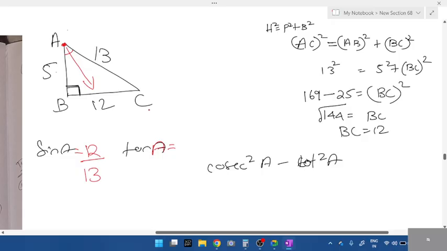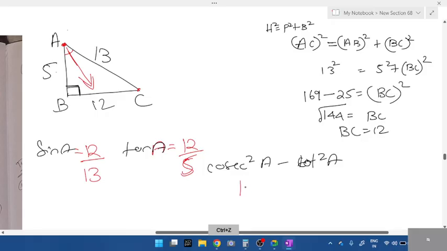Even when you're solving, the way I'm teaching, just recollect all this. Think that you are teaching someone, and you'll get the answer right. What is perpendicular by base here? Perpendicular means opposite, right? 12 divided by the base, which is 5. Cosec square A. What is the cosec formula? Hypotenuse over perpendicular.